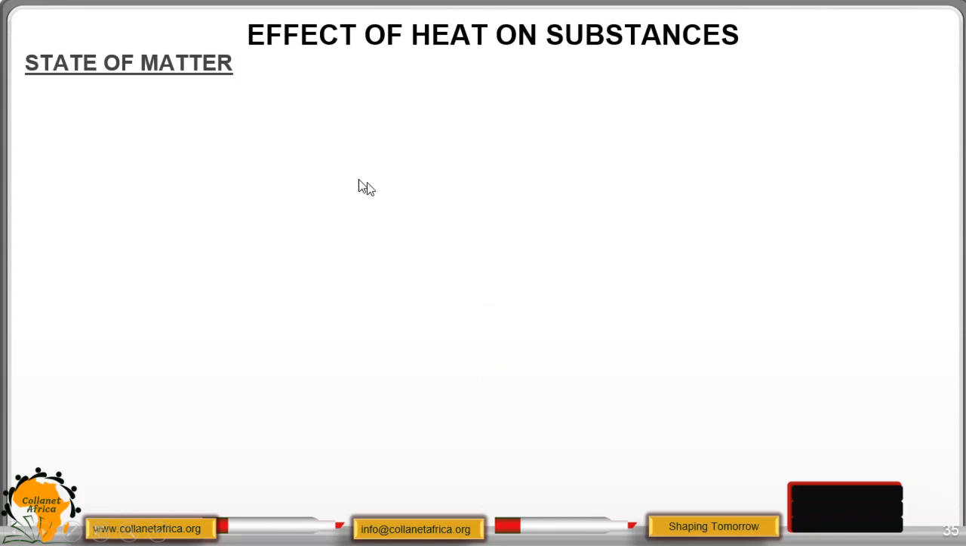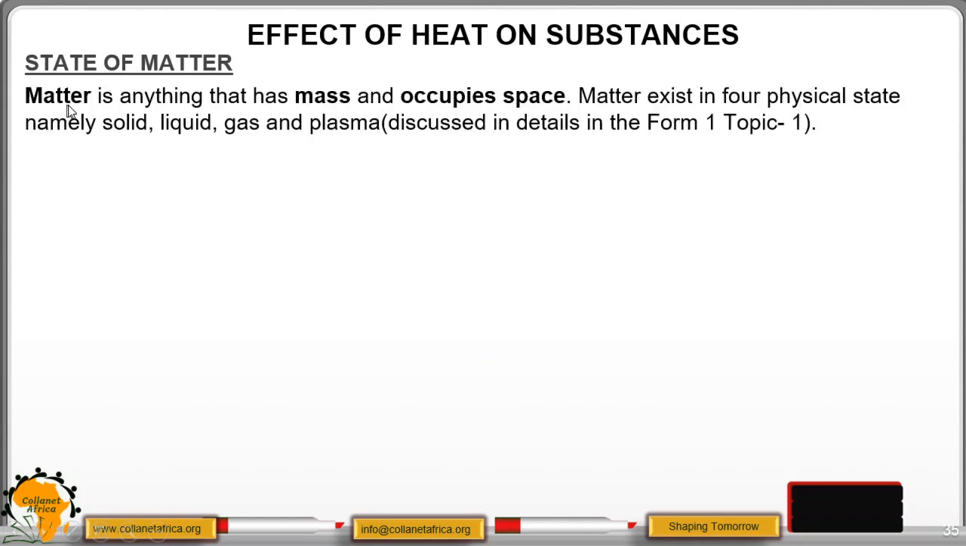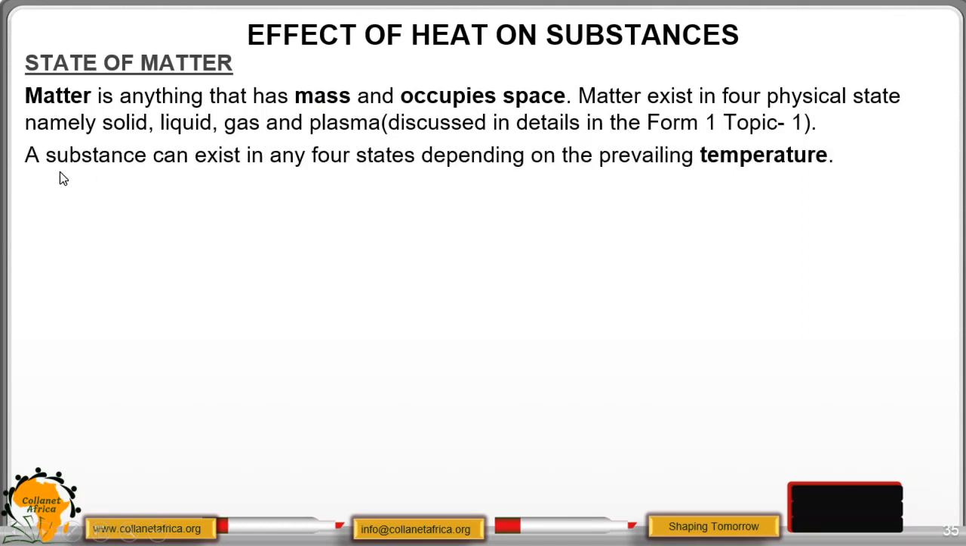Here we are going to look at the effect of heat on substances. We are going to start with states of matter. Matter is anything that has mass and occupies space. Matter exists in four physical states, namely solid, liquid, gas, and plasma, that we discussed in topic 1, form 1. A substance can exist in any of the four states depending on the prevailing temperature.